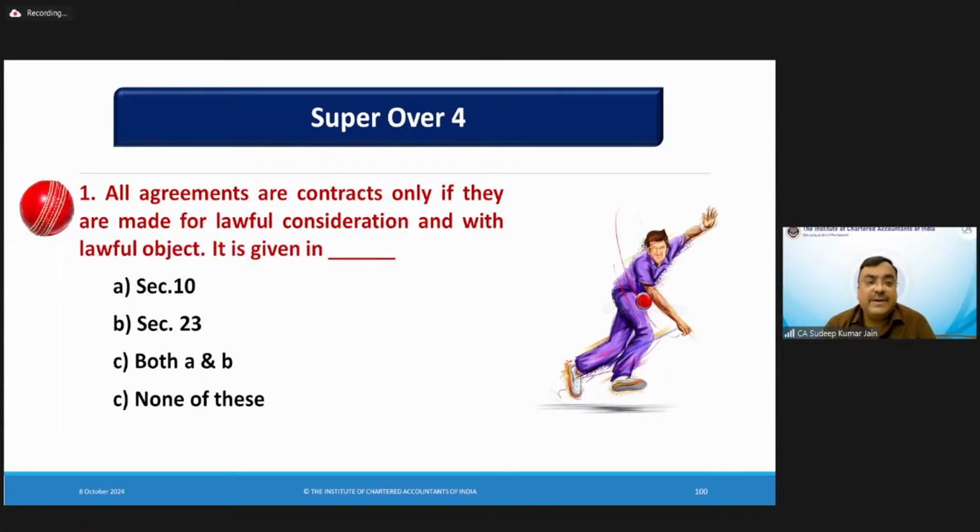All agreements are contract. Please listen carefully. All agreements are contract only if they are made for lawful consideration and with lawful object. It is given in section 10(23): both A and B, none of these.